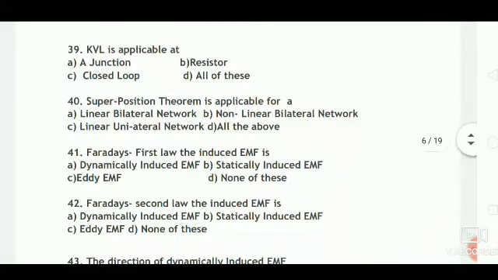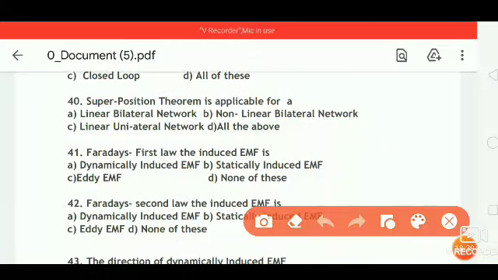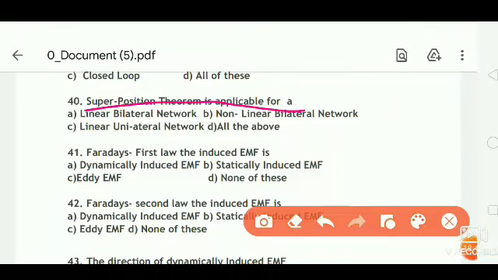So the next question is, the superposition theorem is applicable to: a bilateral network, non-bilateral network, unilateral network, or all of the above. We know the superposition theorem is always applicable to a linear network. Here option A is the right answer.